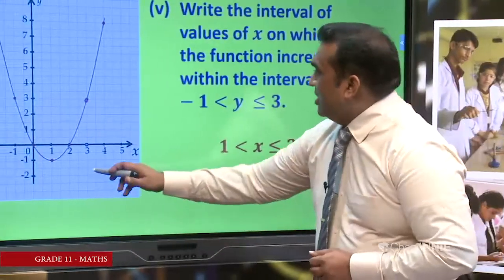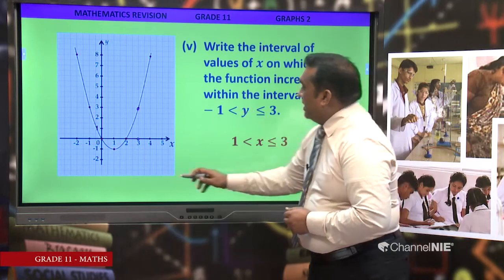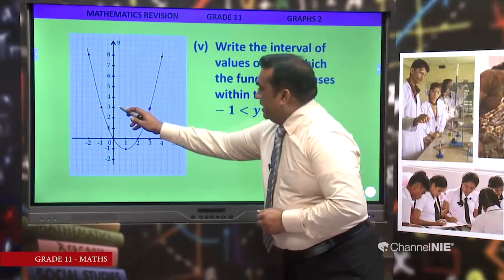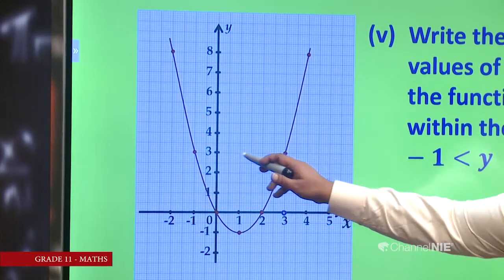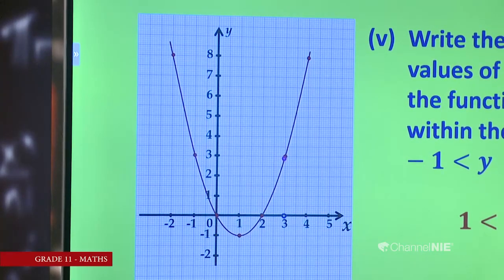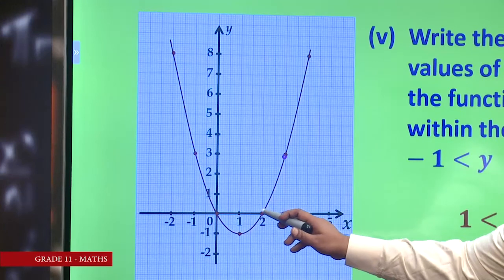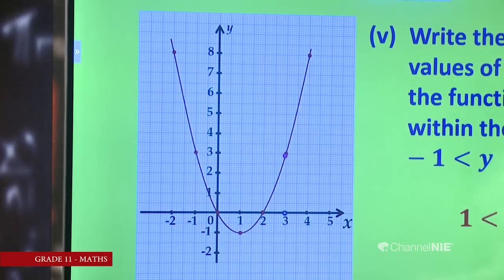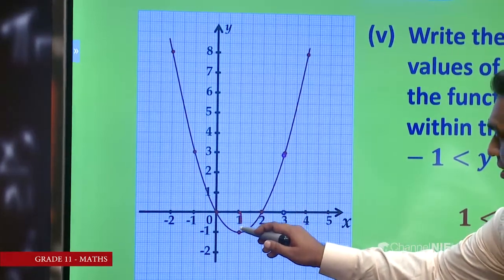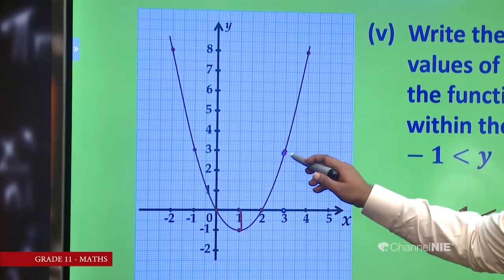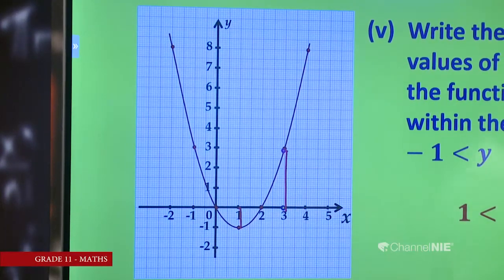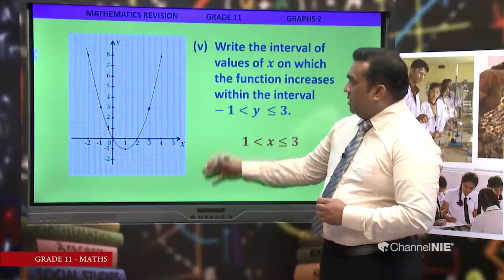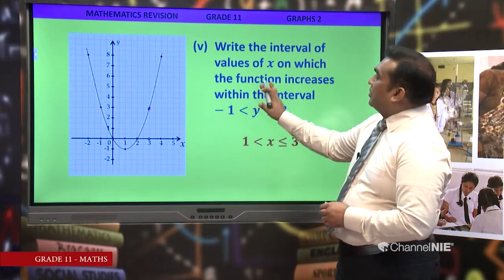In this range, y greater than minus 1, less than 3 here. You can see the interval x greater than 1 and less or equal to 3. This is the range. This is our last part of the question.